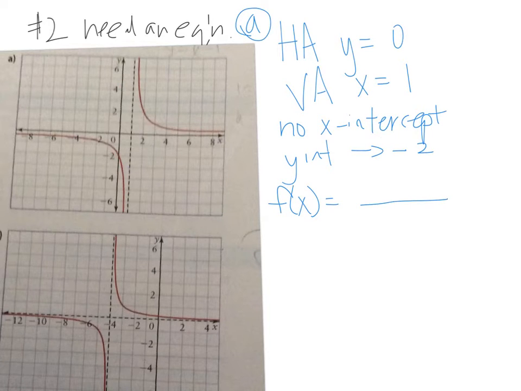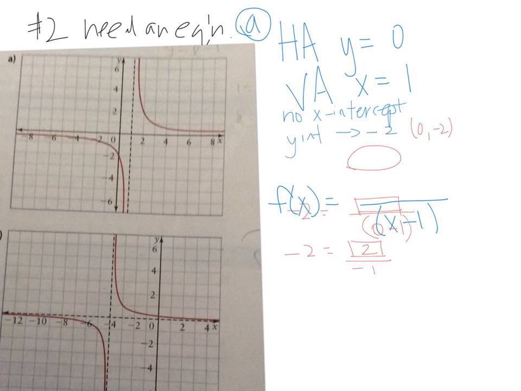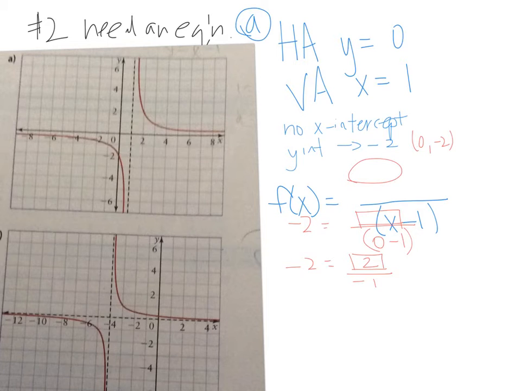The vertical asymptote gives me the bottom, so I know that there's a vertical asymptote at x equals 1, so my factor on the bottom is x minus 1. Now I need to figure out what goes on top. I do know that this y-intercept negative 2 is the point 0 for x and negative 2 for y. If I plug those in here, I get negative 2 equals something over 0 minus 1. So I still need to figure out what goes in this box at the top. Negative 2 equals what number over negative 1? So the number on top must be 2. So then my final equation would be f of x equals 2 over x minus 1.